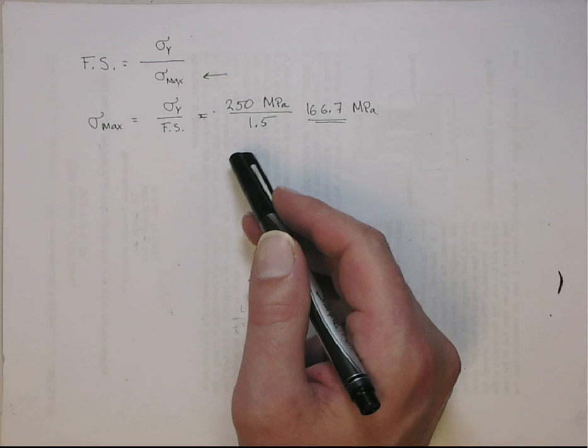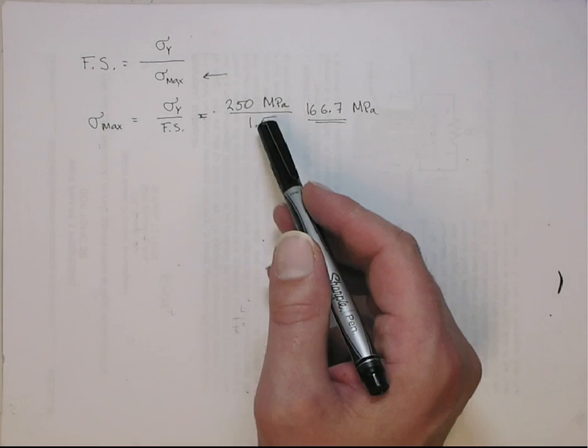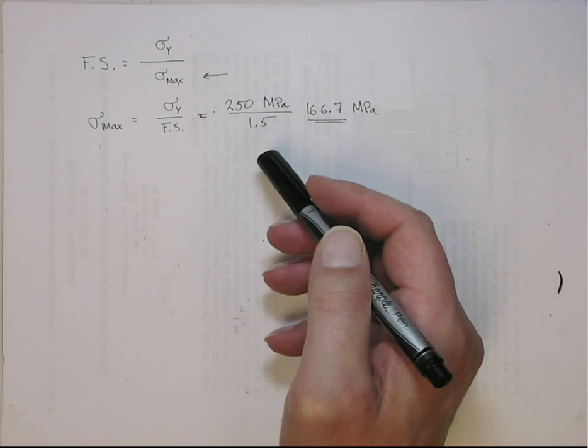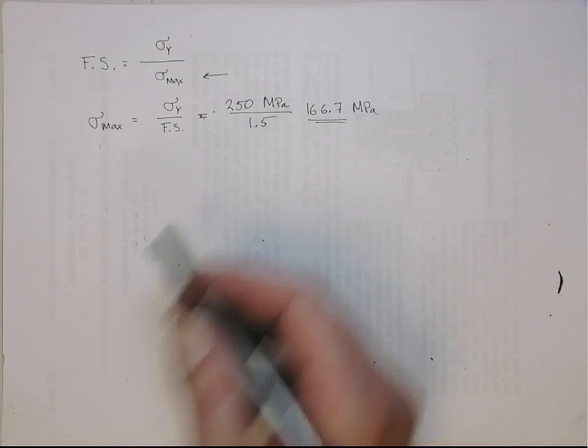Okay. The other way you can use factor of safety, right, is if you have a design, you can figure out the max stress, and then you can back-calculate a factor of safety. Hopefully your factor of safety is greater than 1. Okay. All right. So here, let's do the problem.